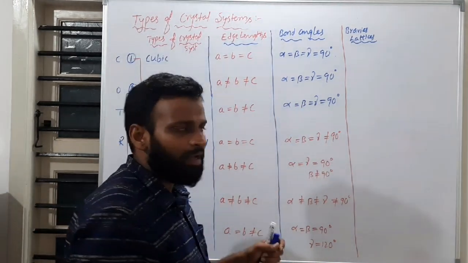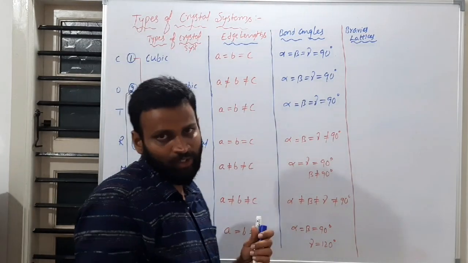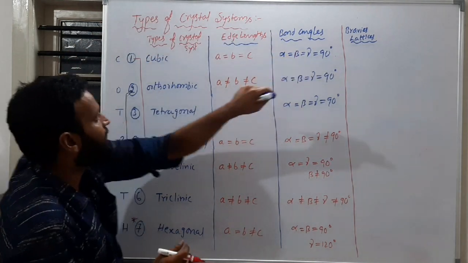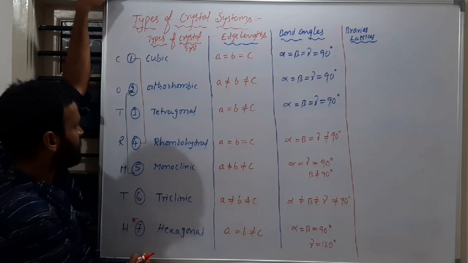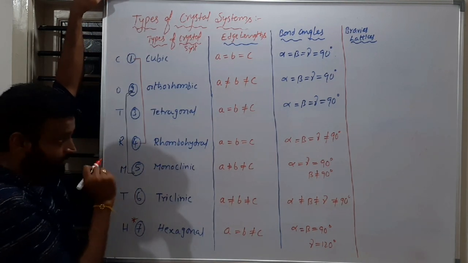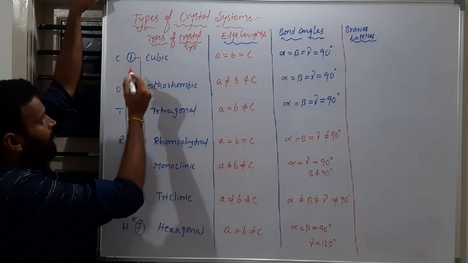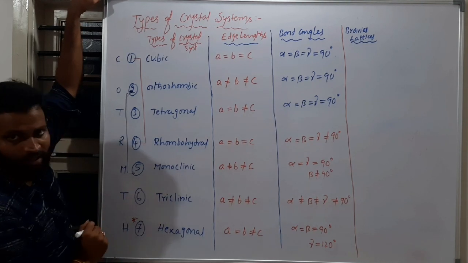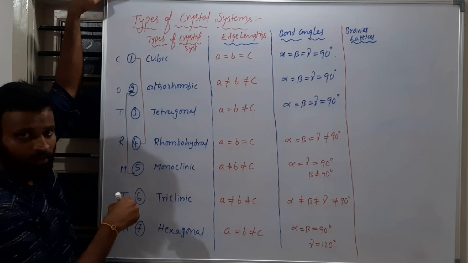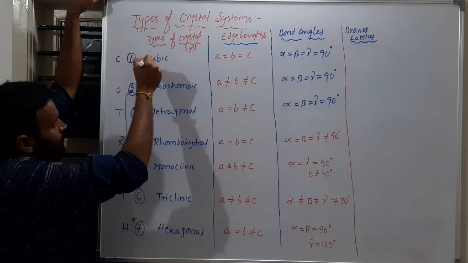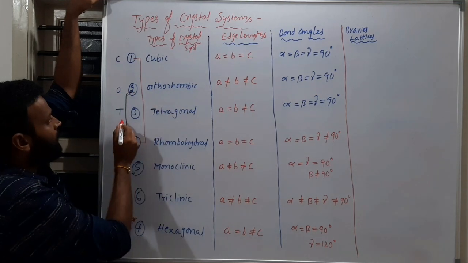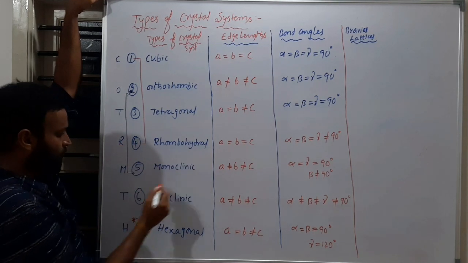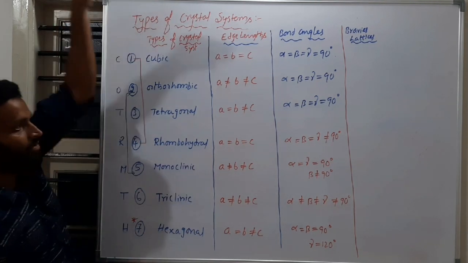Okay, just for remembering, here also I will tell you one simple short way. What I said, understood? Based on just edge lengths and bond angles, there are 7 types of crystal systems. Those 7 types of crystal systems, I have given a simple way: COT, cot, room, may, Tommy, high. C means cubic, O means orthorhombic, T means tetragonal, rhombic also you can call it. R means rhombohedral, M means monoclinic, T means triclinic, H means hexagonal.